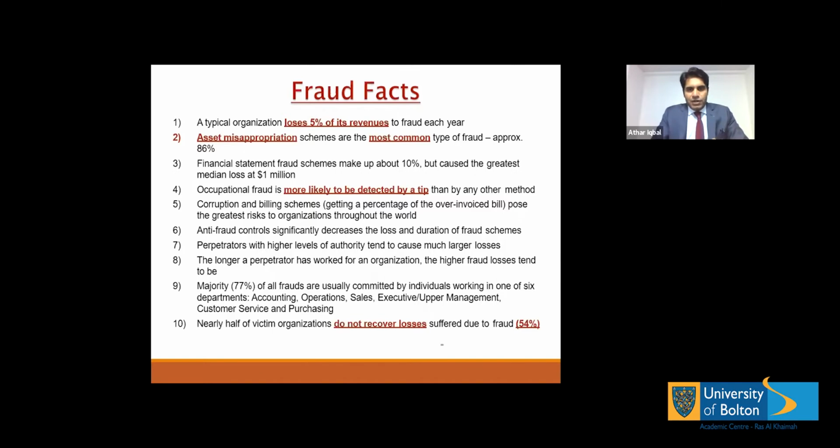Anyways, okay, this is also number 9. It's very important, because 77% of frauds are usually committed by individuals working in one of 6 departments. Accounting and finance is one of the major functions, and I will tell you in detail why these guys can do it. Operations, of course sales, customer service and purchasing. The supply chain, in terms of fraud risk management, is very vibrant actually.